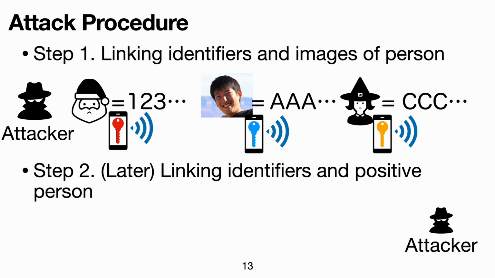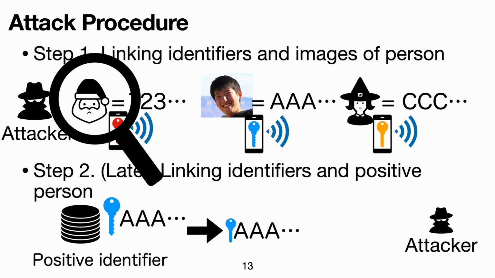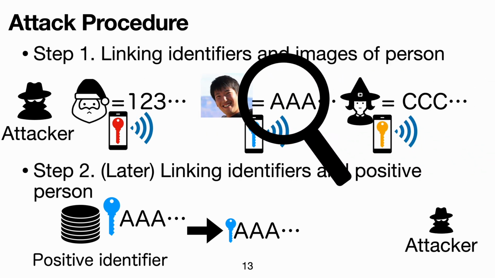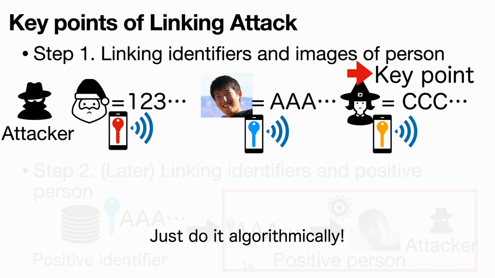The identifiers of positive persons are distributed by key servers. The attacker gets the positive person's identifier. The attacker compares the positive person's identifier with the result of the previous step to find the positive person's face photo. As a result of these steps, the attacker is able to obtain the positive face photos. In these attack procedures, linking in step 2 can be easily feasible with an implementation that follows the algorithm.